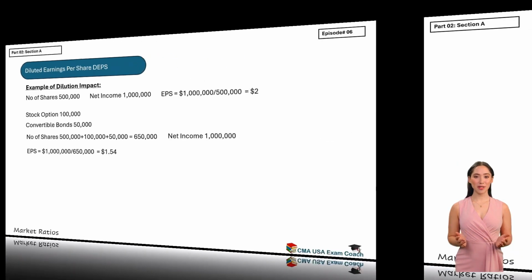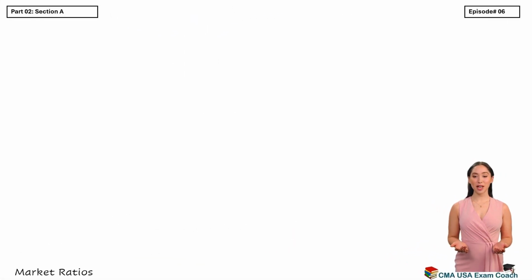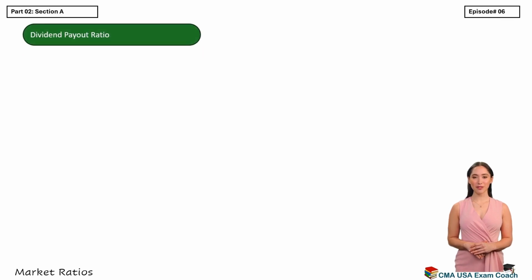Let's discuss market ratios now. These ratios help investors assess how a company's stock is performing in the market relative to its earnings and dividends. We'll begin with one of the most popular market ratios, the dividend payout ratio.